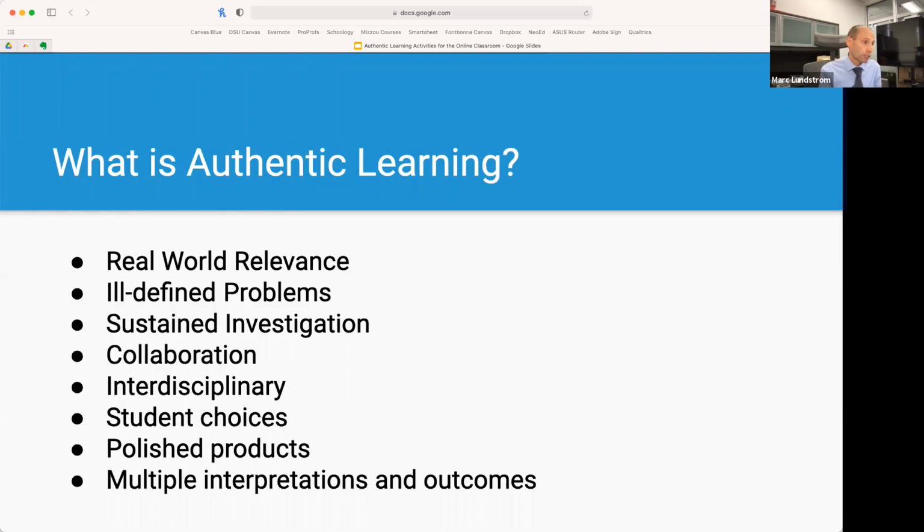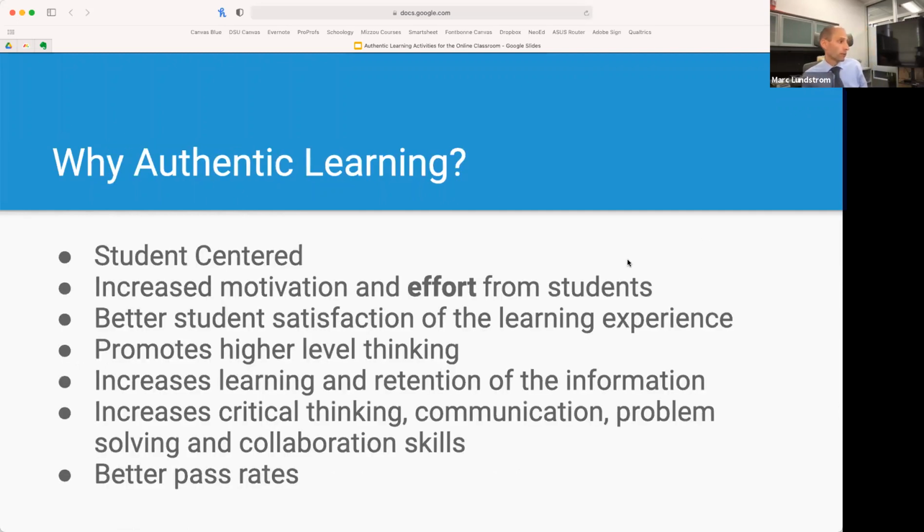Lastly, and I should say, Lisa's going to show a more distilled version of this in a minute. But before I turn it over to Lisa, I wanted to share another part about why authentic learning. So part of the why here, this is a collection of research that we've found about what's beneficial to students about authentic learning. So it is student-centered.